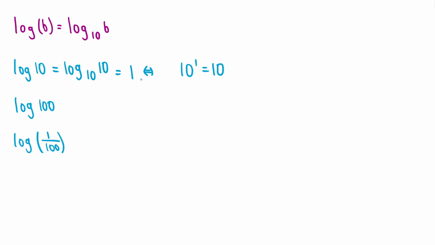So we need to apply the same principle for the second example, log of 100. So we need to determine 10 raised to what power is equal to 100. So we know that 10 to the power of 2 is equal to 100. So this means log of 100 is just equal to 2. And the same thing for the third example, log of 1 over 100. What power do we need to raise 10 to in order to result in 1 over 100? Well, we know that 10 to the power of negative 2 is equal to 1 over 100. So this means log of 1 over 100 is just equal to negative 2.